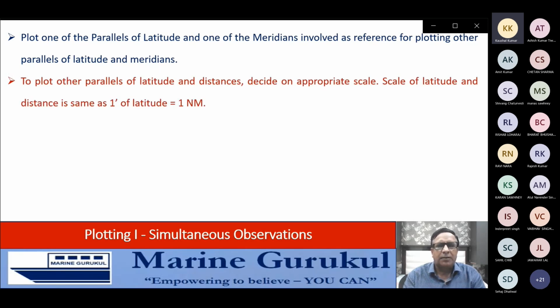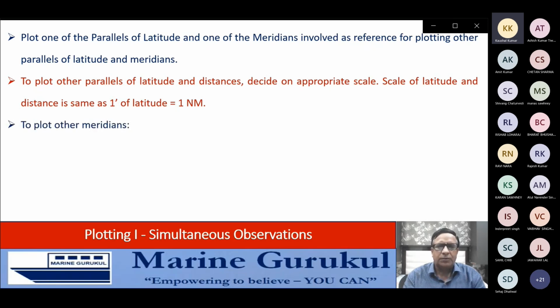To plot other parallels of latitude and distances on the plot, we choose an appropriate scale. Obviously, we should be choosing the largest possible scale in a given scenario. We know that the latitude scale and the scale of distance are same. Why? Because 1 minute of latitude represents 1 nautical mile.